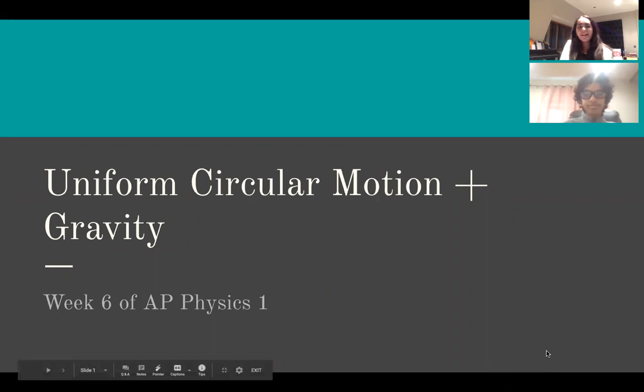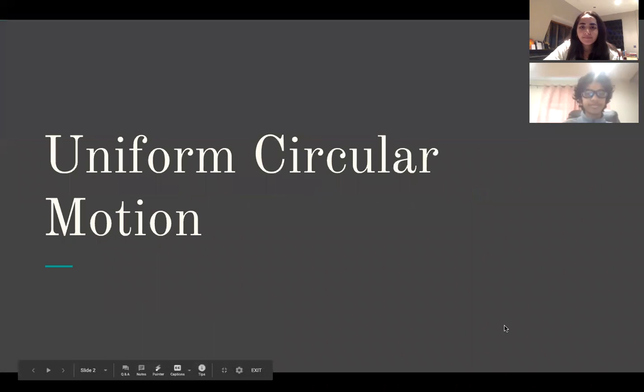Hey everyone, today we're going to be exploring uniform circular motion and gravity. So first up, we're going to be talking about uniform circular motion.